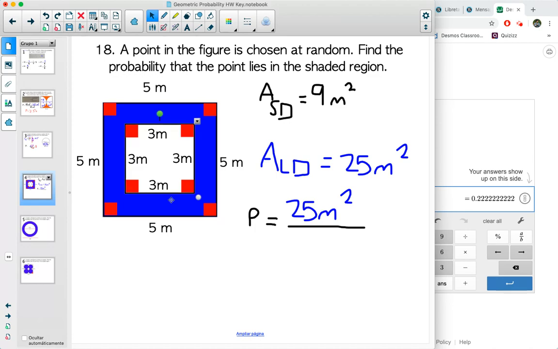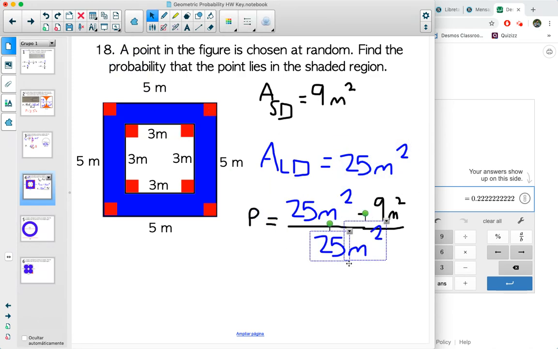So hopefully you can visually see why we are subtracting, because it's almost like we have a square in front of us that's colored in blue, and then I asked you to cut the inside square with scissors. So we are removing that inside square. So minus 9 m squared. Remember, we have to divide by the whole region. And that whole region is the area of the blue square.